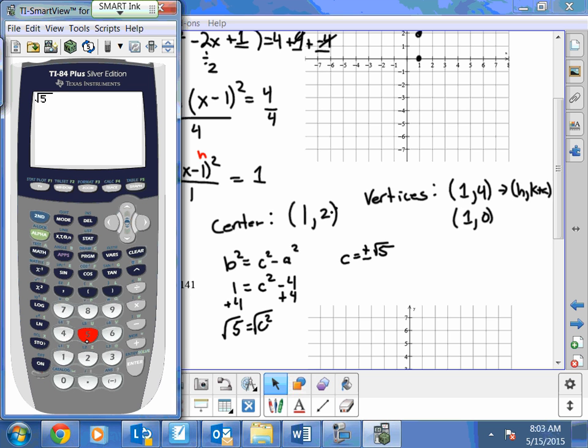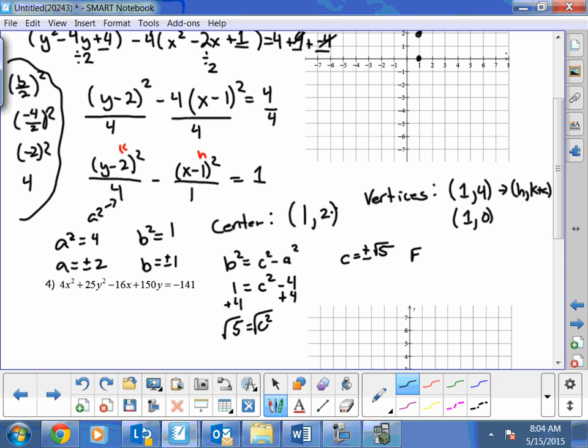It's going to be best for graphing, 2.23. So, in this case, when I write down my foci, it's going to also be affected by h, k plus or minus c for this one because of the locations. Which means that really I'm going to have 1, and wherever my center was, which was 2, plus the square root of 5, and 1, 2 minus the square root of 5.